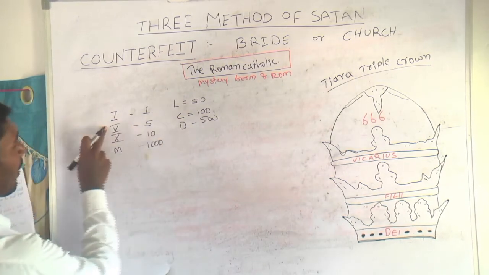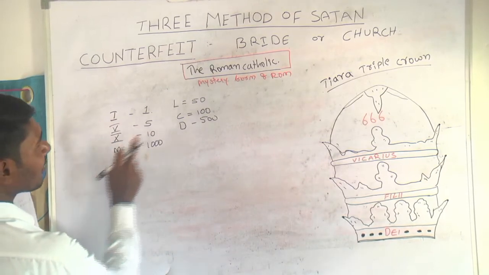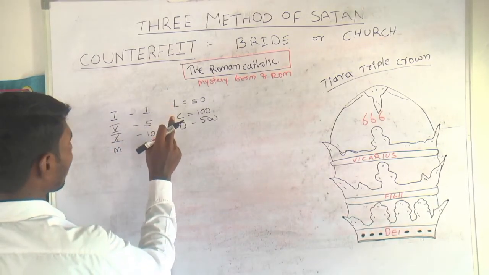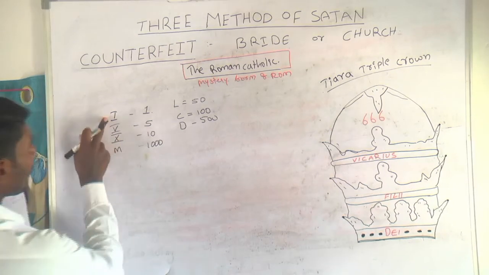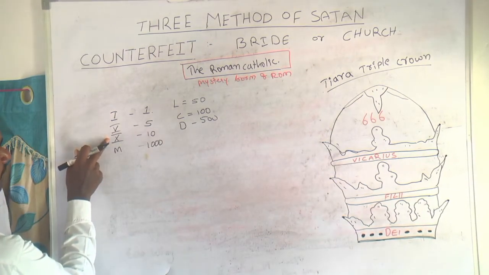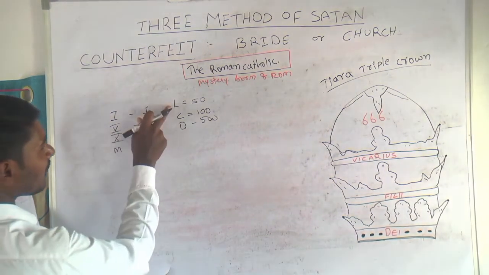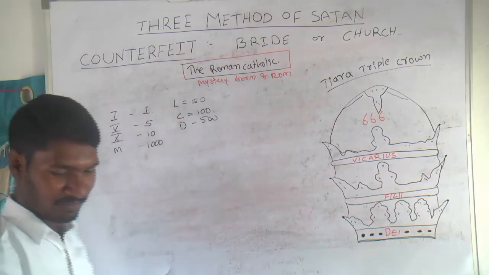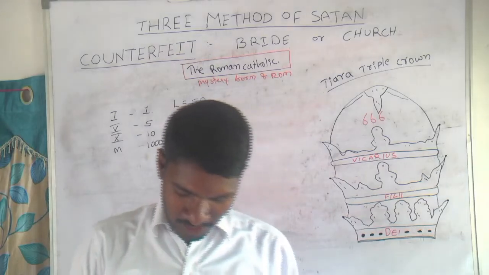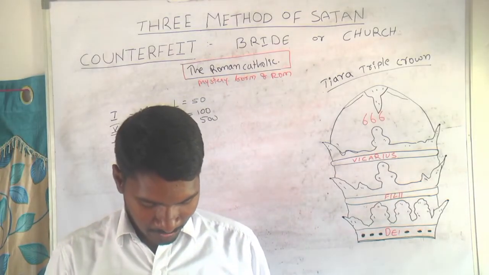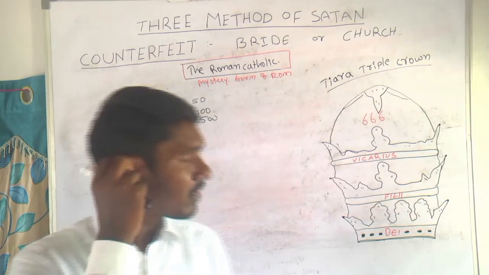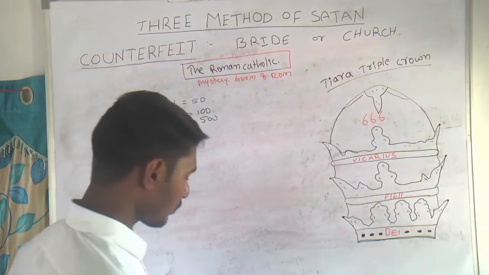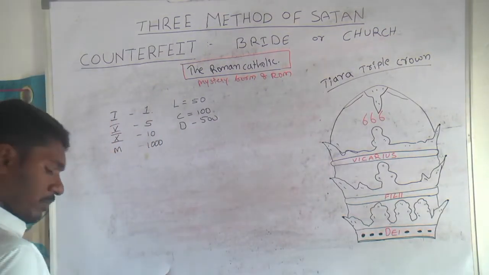So 1, 5, 10, 1000, 50, 100, 500. This is Roman counting. So here I am showing Roman counting. And please come to that name.